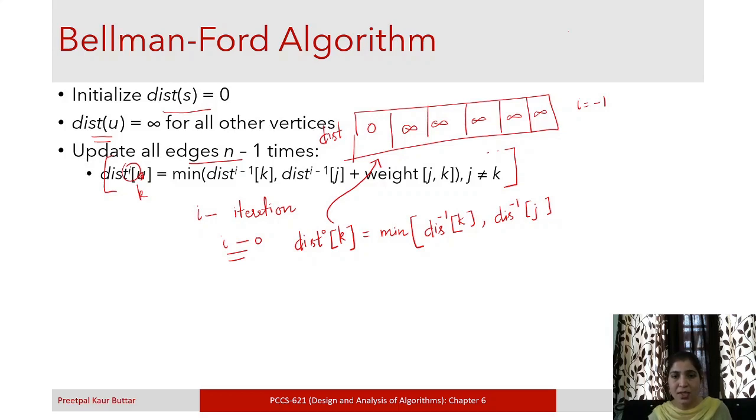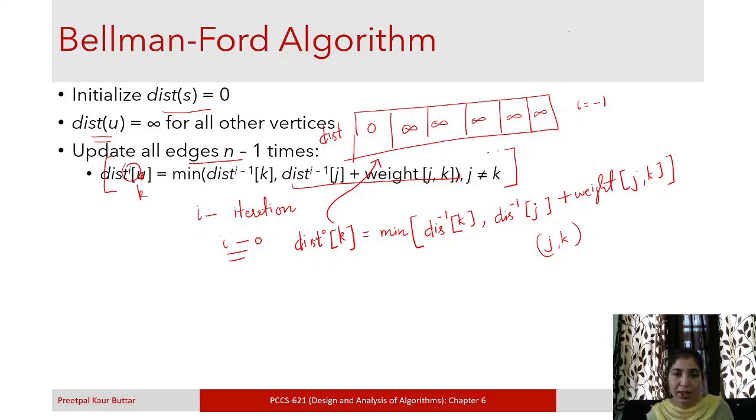So what is the new distance? The new distance is the previous distance plus the weight of the edge we are considering. So what is that edge? The edge is j comma k, so it is the weight of that edge j comma k. And we will update for all the edges.